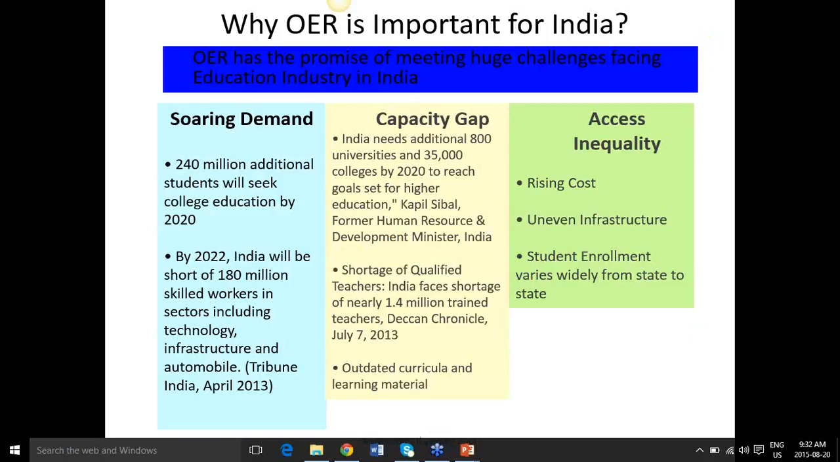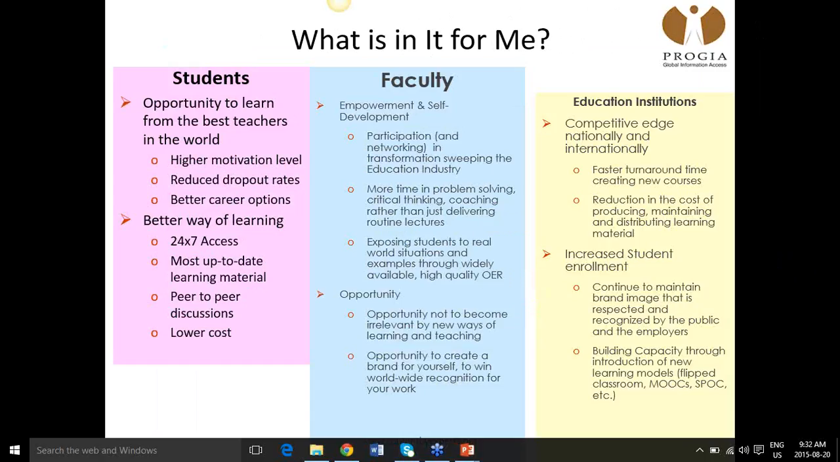Next slide, please. Considering all these challenges, OER fits very well. How does it fit for a student? If institutes are using open education resources, students get an opportunity to learn from the best teachers in the world. They are highly motivated that they are learning from elite institutes, and they are ready for global competition. So they have better career options, and certainly, as their motivation level is so high, the dropout rate is very low.